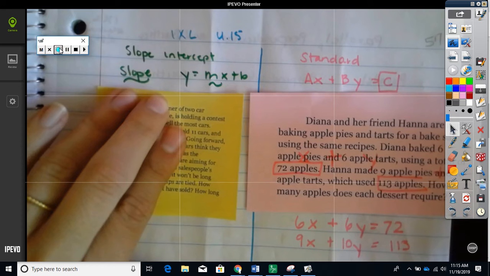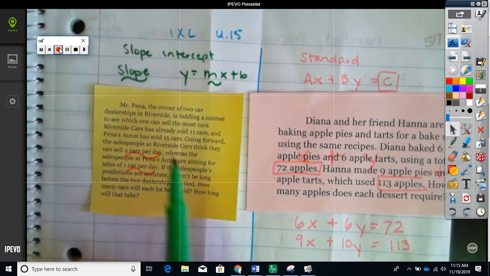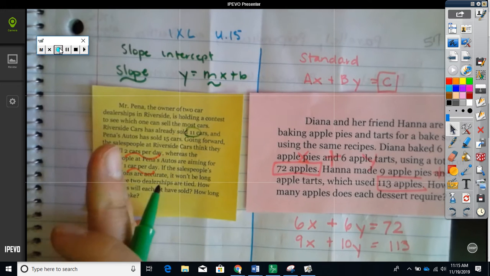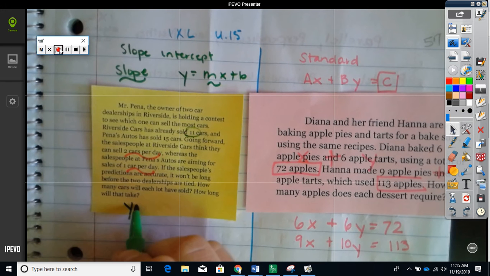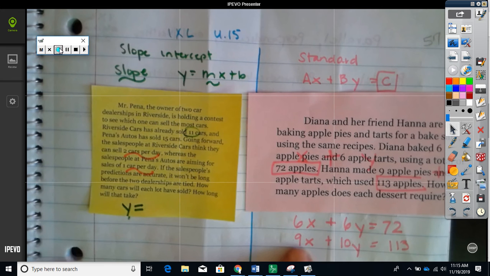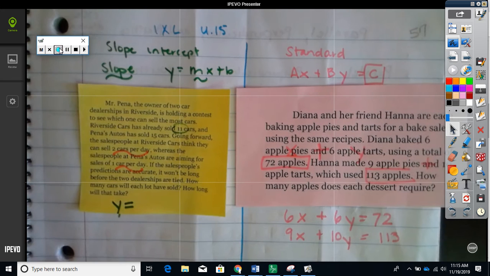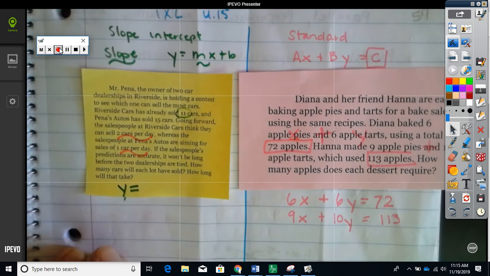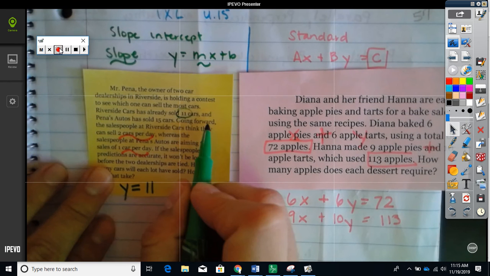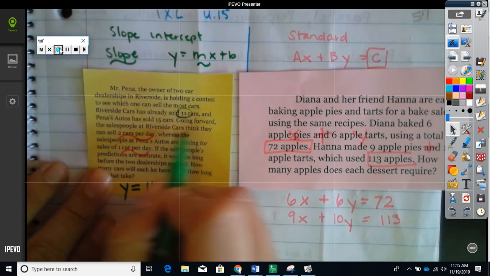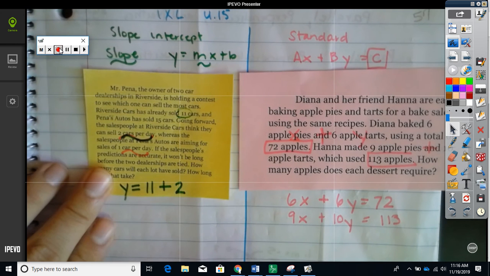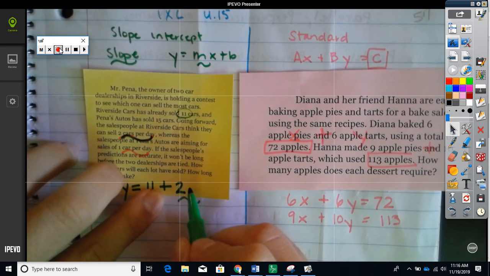I'm going to help you start with writing the equations, and then we're going to solve the equations. So yesterday we wrote equations, today we're solving. For the first one, it says they sold 11 cars. For slope-intercept, you always write y equals. You don't write y equals here. Does everyone understand the difference between writing the two? This one's not y equals, this one is. So it says they already had 11 cars, but then Riverside was trying to sell 2 per day, so plus 2. But because it's a slope, x goes behind it.